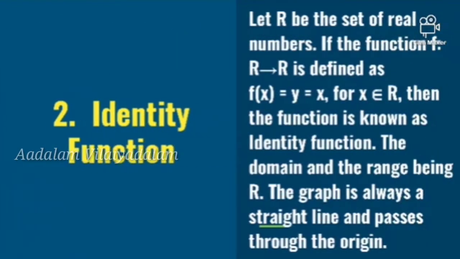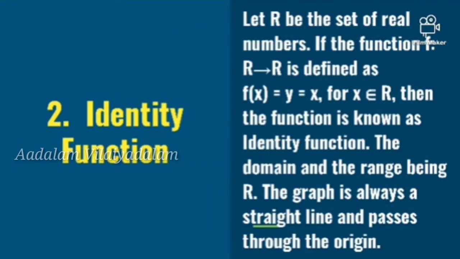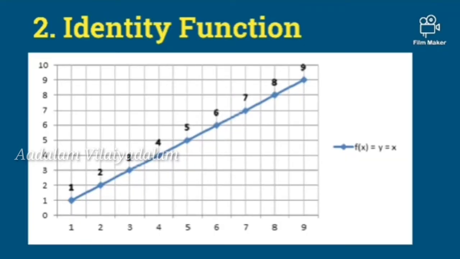The second one is identity function. Let R be the set of real numbers. If the function f: R → R is defined as f(x) = y = x for x ∈ R, then the function is known as identity function. The domain and the range are both R. The graph is always a straight line and passes through the origin. That is called identity function.